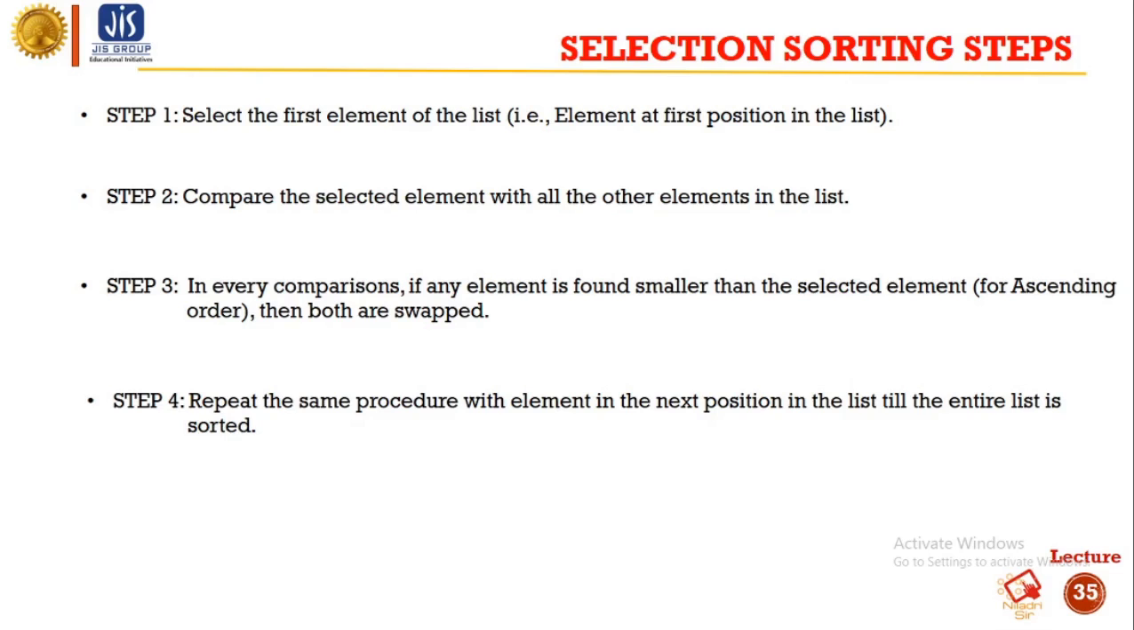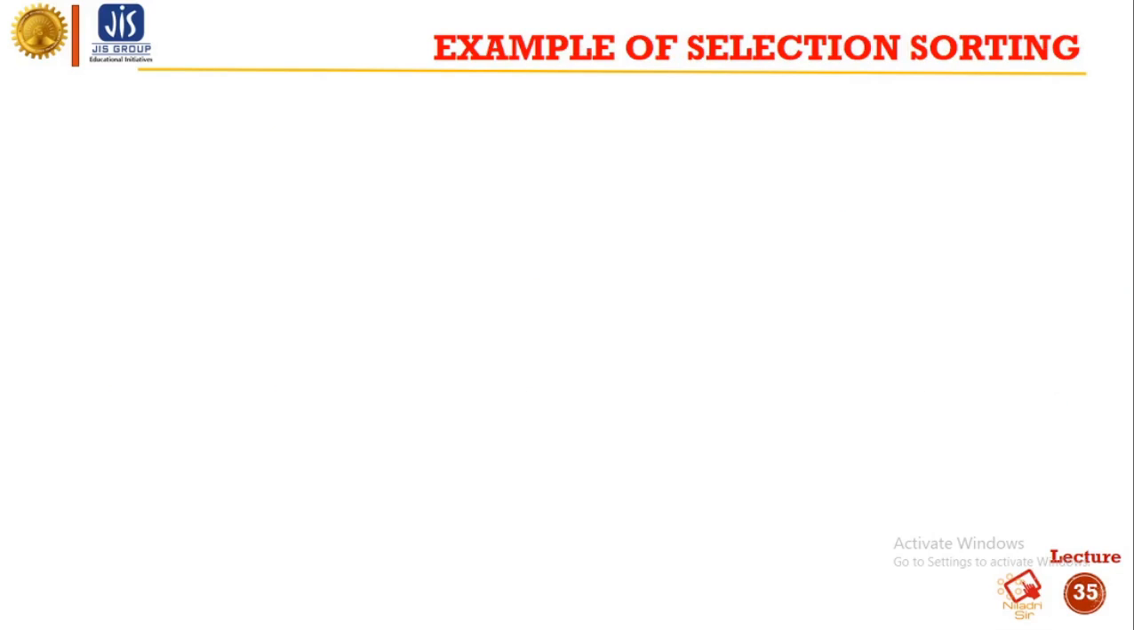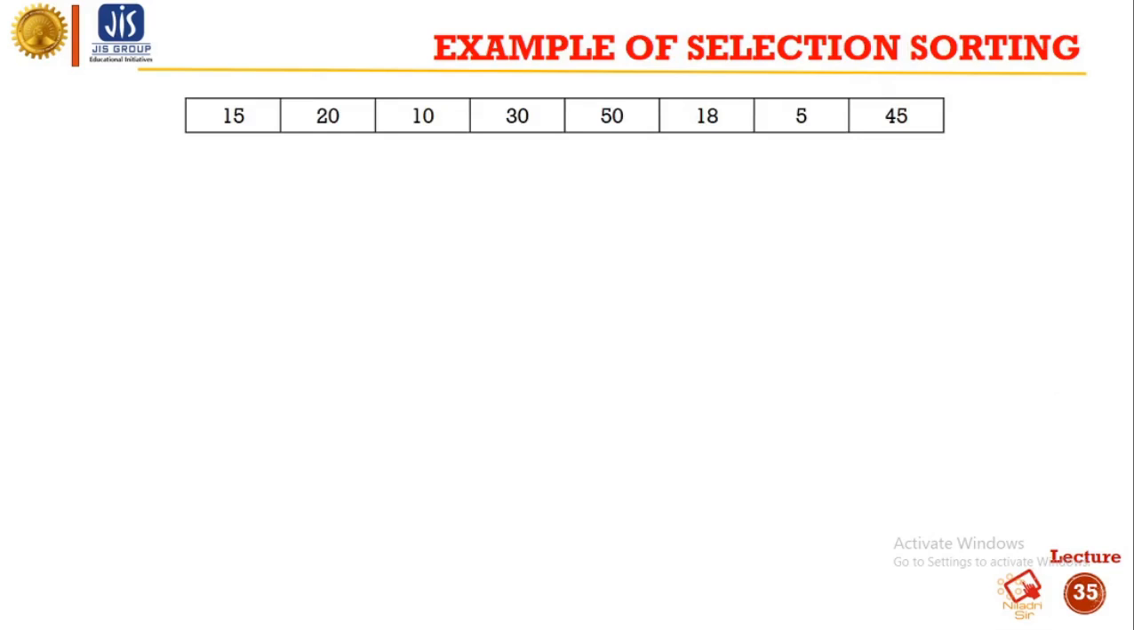Now we'll show you a simple example of selection sorting. So these are the elements in the array: 15, 20, 10, 30, 50, 18, 5, 45. The elements are not sorted. We have to sort the elements of the array using selection sort.